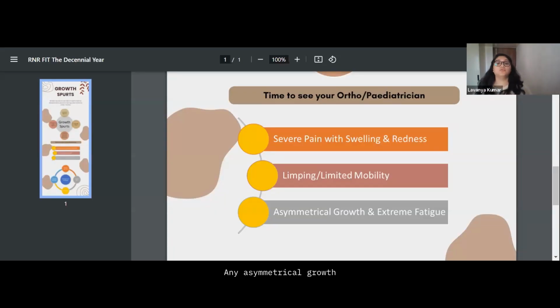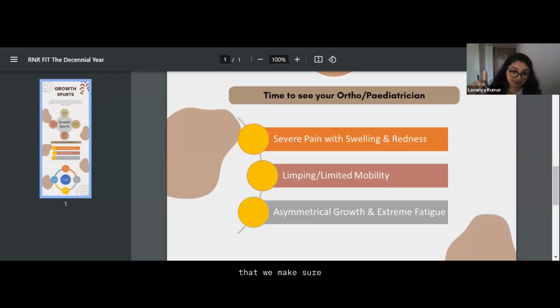Any asymmetrical growth or extreme fatigue. I don't know if you all have observed this. For some children, the upper body tends to be a lot longer than the lower body. For some children, one leg is much longer than the other. Now, this one leg being much longer than the other is called leg length discrepancy. When there is leg length discrepancy, you can also see a lot of limping and a lot of circular movement of the pelvis to move. When that happens too, it can in turn lead to a lot of back pain.